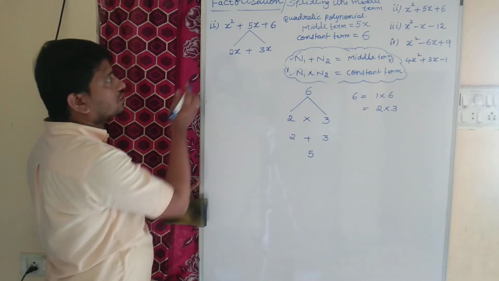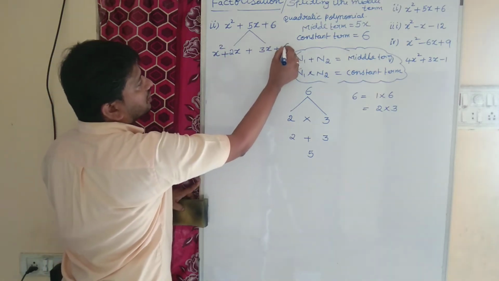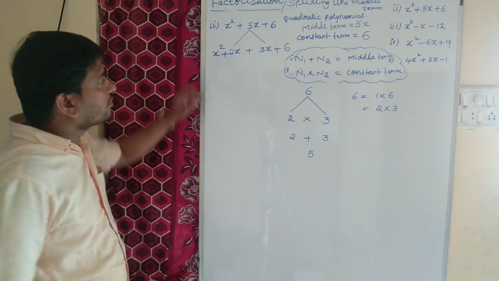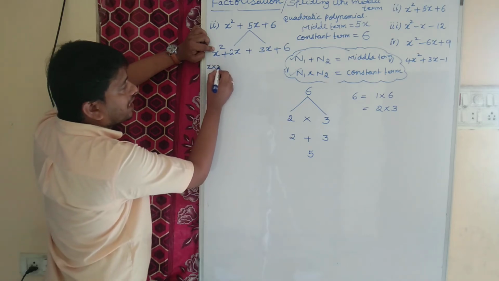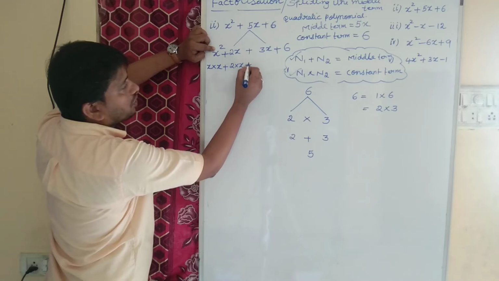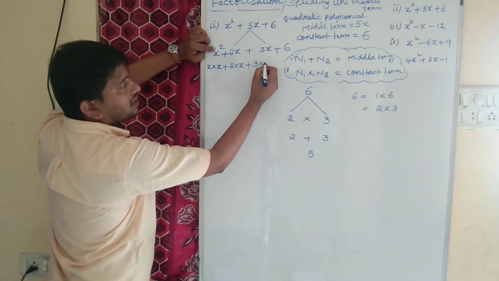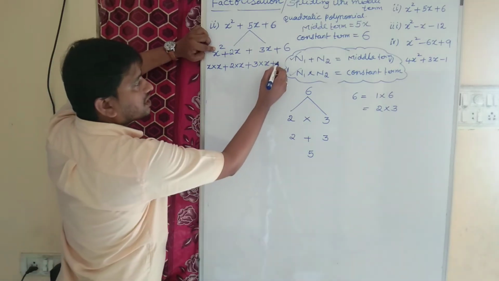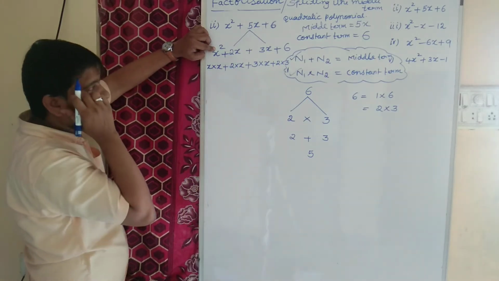So, we have x square first term and the constant term is 6. Got it? Yes. Of course, x square I can write as x into x, plus 2x I can write as 2 into x, plus 3x I can write as 3 into x, plus, what do you mean by 6? 6 is nothing but 2 into 3. 2 3s are 6.